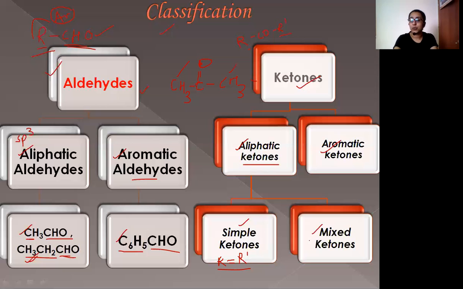In case of mixed ketone, R and R dash are different, not the same. So we can take the example of methyl ethyl ketone, right? CH3CO C2H5. Here one R group is a methyl group and one R group is an ethyl group, right? So this is the example for mixed ketone. Mixed ketone is also known as unsymmetrical ketones. I hope this much is clear to everyone, the classification of aldehydes and ketones. Just remember the things with the help of examples, that will be quite helpful.